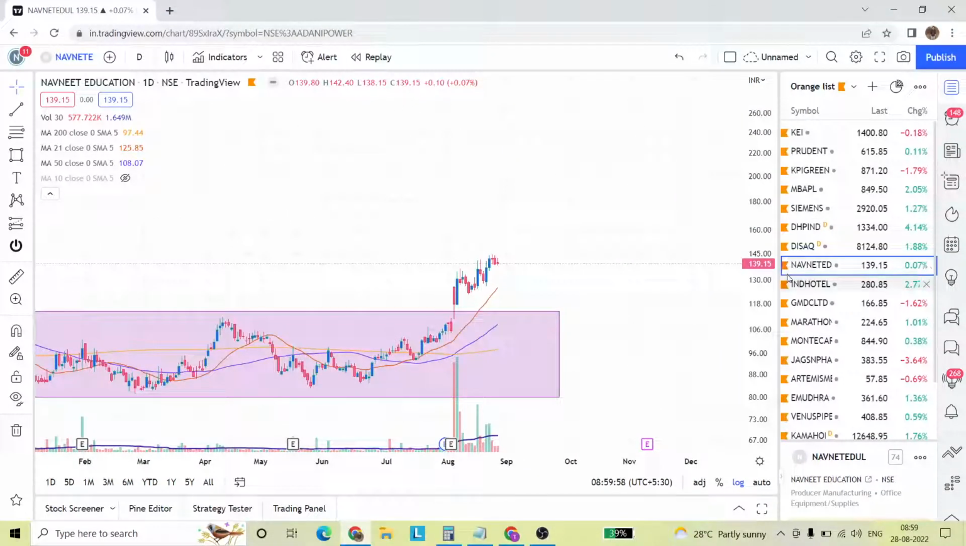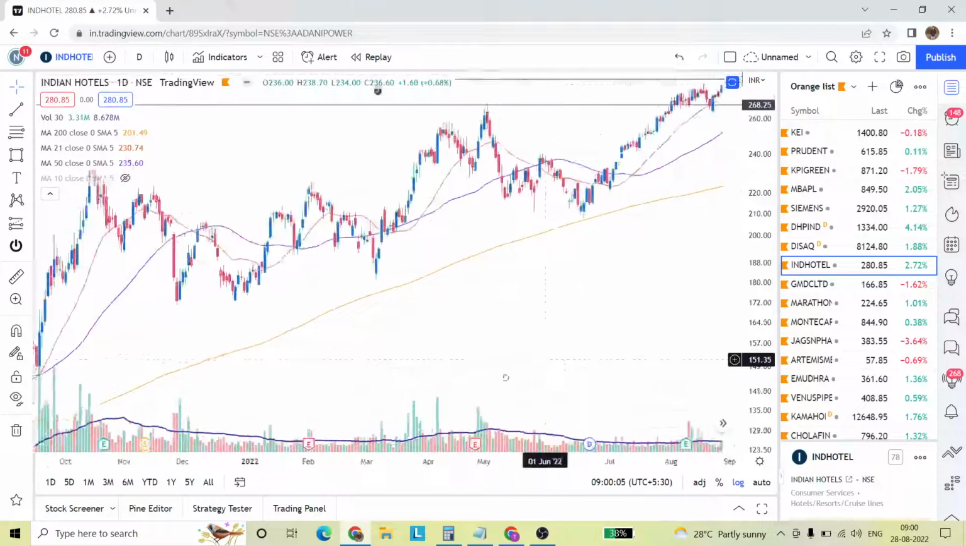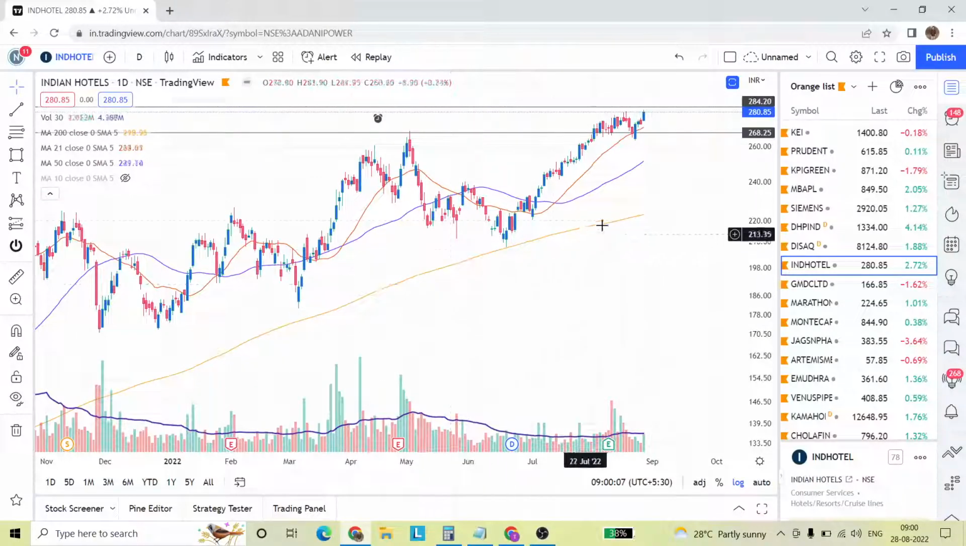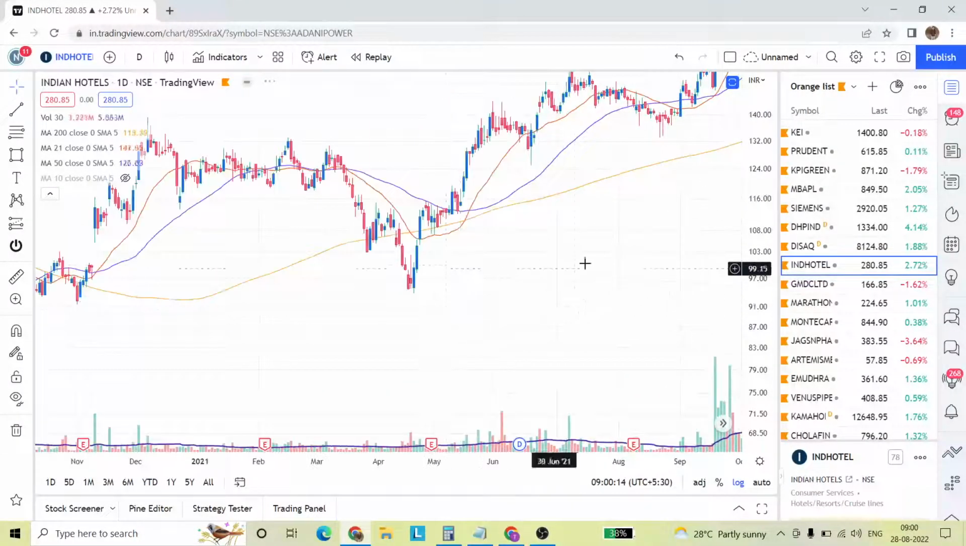So I'm going to remove it. I don't know why I added it. So that is removed, done. See, this is what I'm talking about, stage 2. The 200 DMA should be sloping up like that, then only I'll consider it. Okay, so that is what it is.